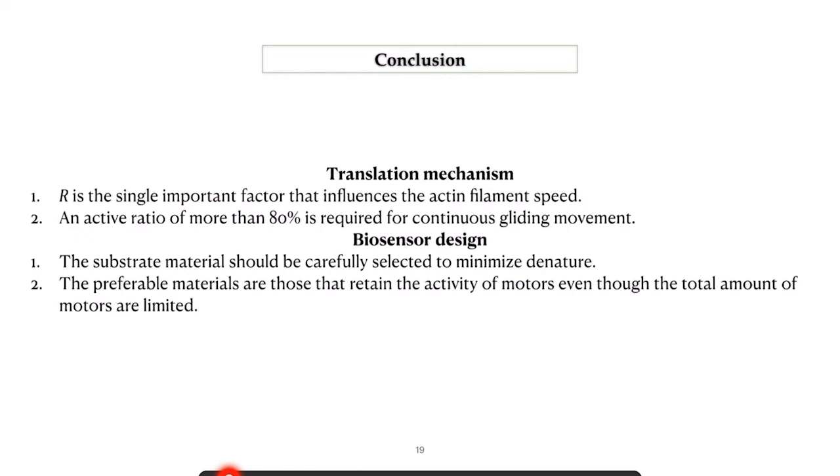There are insights about the actin filament transition mechanism and biosensor design that we can pick up from this study. First, the active motor ratio of the motility assay is a single important factor that influences the gliding onset of the actin filament, and in our case, we found the critical active motor ratio to be at around 80%. And second, the substrate material should be selected to minimize the denaturation of the myosin motors, and that they should retain the activity of the available myosin motors.